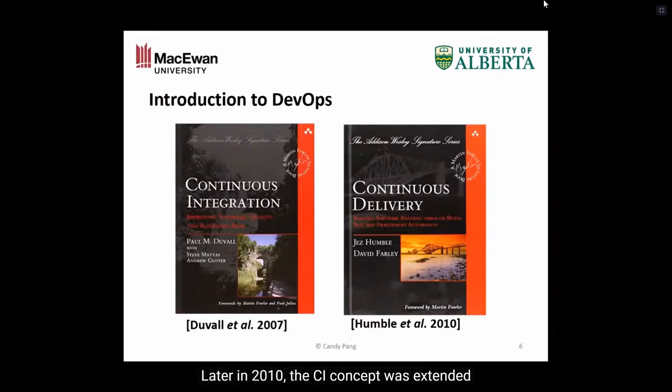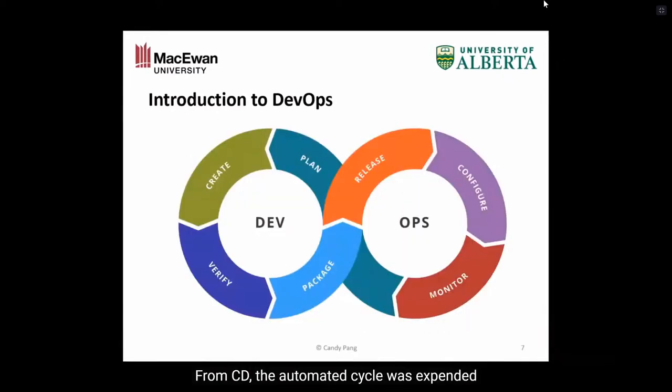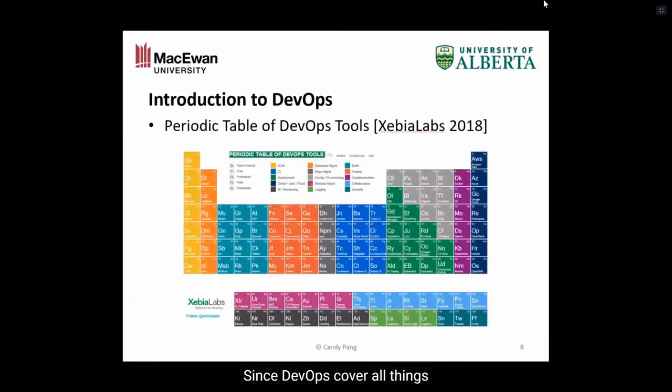Later, in 2010, the CI concept was extended to Continuous Delivery, CD. From CD, the automated cycle was expanded from development to operations and became DevOps, as shown in this model. Therefore, DevOps covers all processes from development to operations. Since DevOps covers all things about development and operations, it is very complicated.